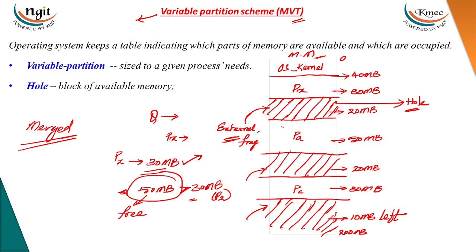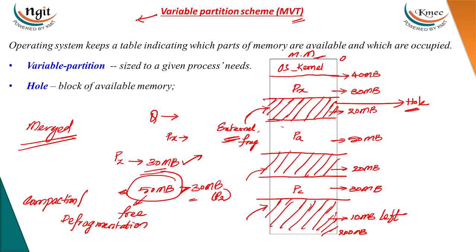Still we are unable to allocate it in the variable partition scheme. That is called external fragmentation. There is a solution that is given for this particular external fragmentation, that is called compaction, or we also call it defragmentation.